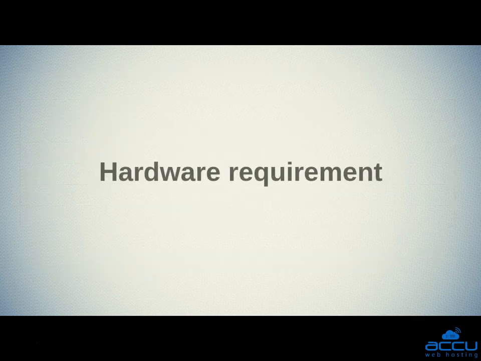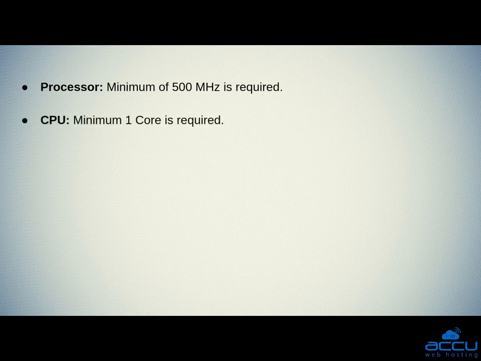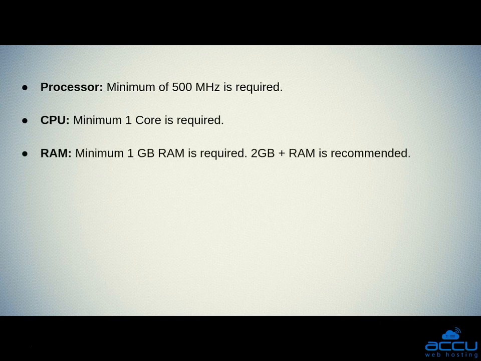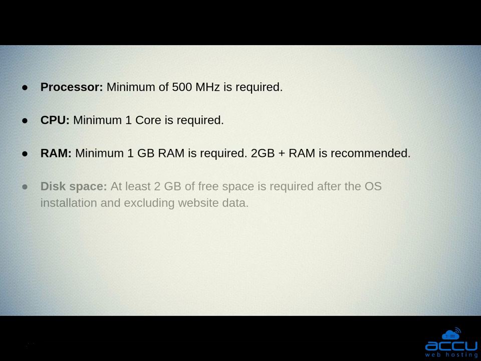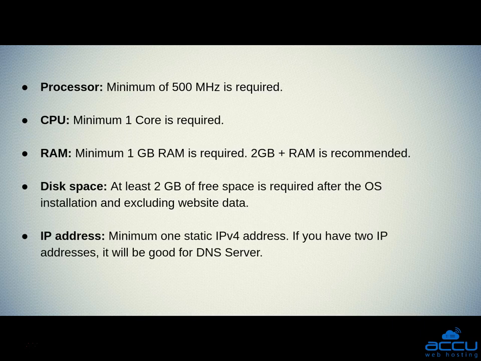Let's see the hardware requirements. If we talk about processors, a minimum of 500 MHz is required. In CPU, minimum 1 core is required. In RAM, minimum 1 GB RAM is required. 2 GB plus RAM is recommended. In disk space, at least 2 GB of free space is required after the OS installation and excluding website data. In IP address, minimum 1 static IPv4 address is required. If you have 2 IP addresses, it will be good for DNS server.